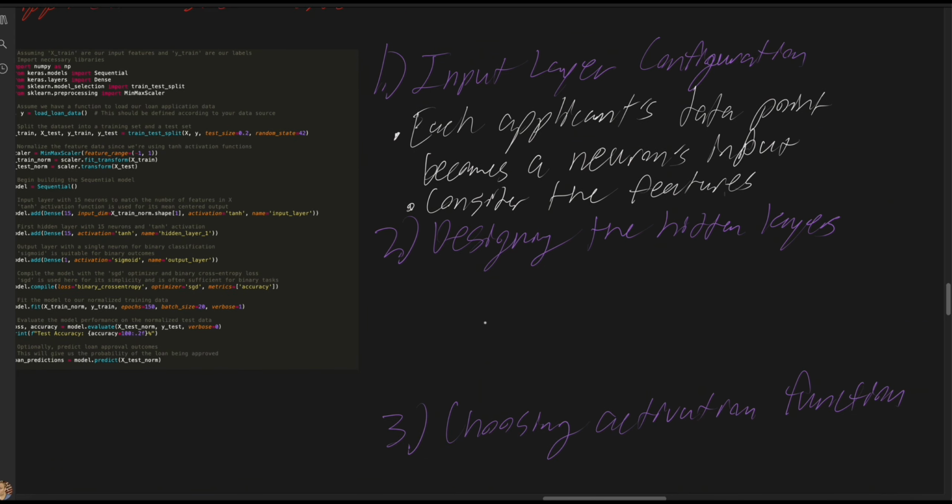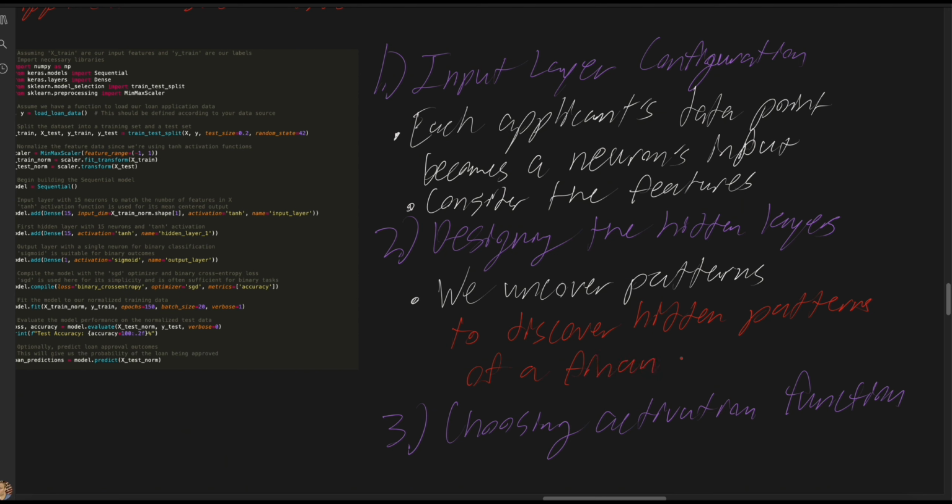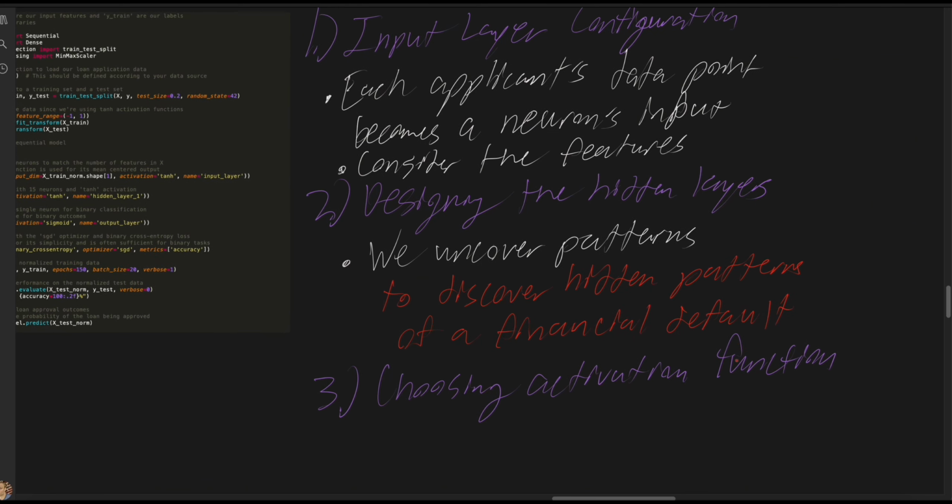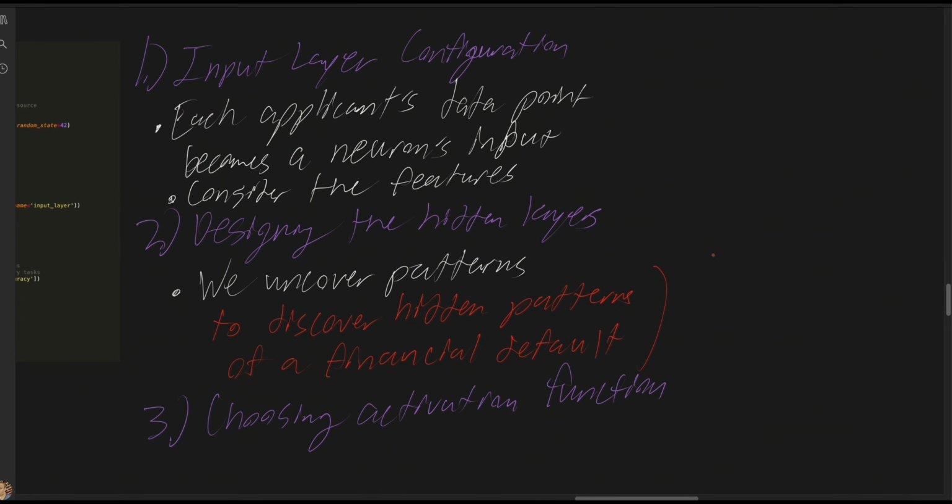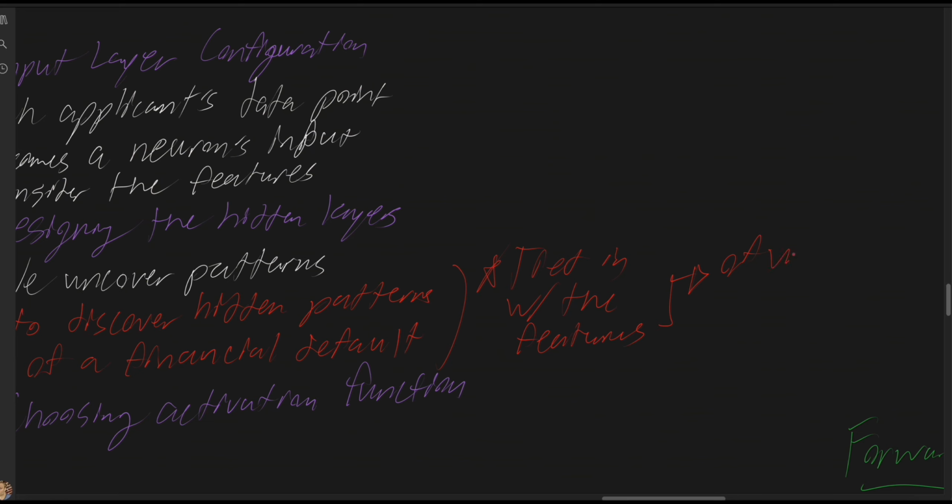Then when we design the hidden layers, we structure the hidden layer to uncover financial patterns that might indicate a risk of default. So we uncover hidden patterns of a financial default. And the collection here is tied with a range of financial behaviors and what we want to capture, so tied in with the features.